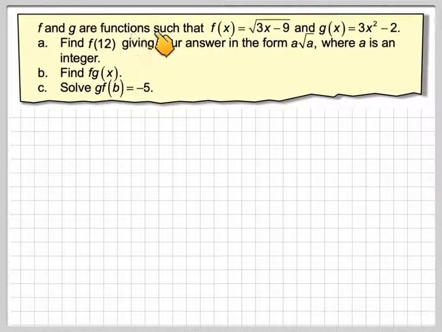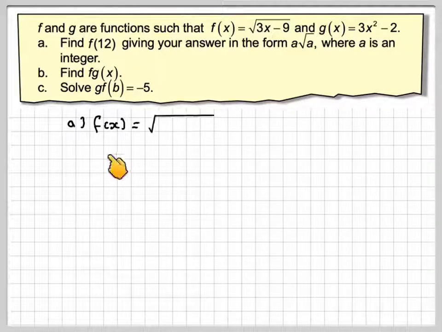f and g are functions such that f of x is the square root of 3x minus 9 and g of x is 3x squared minus 2. Find f of 12, giving your answer in the form a root a, where a is an integer. Find fg of x and then solve gf of b is equal to minus 5.